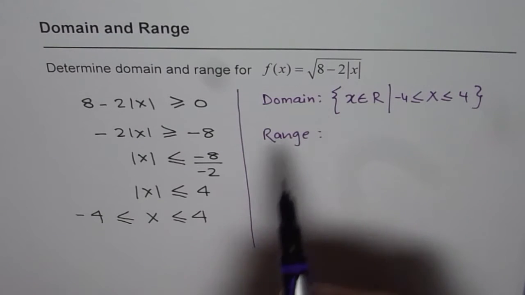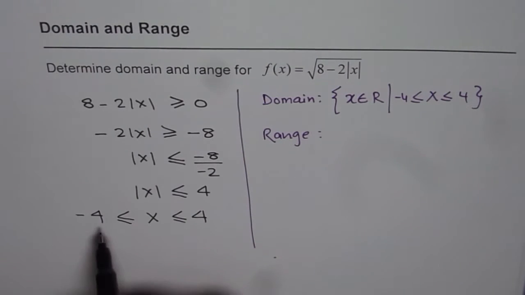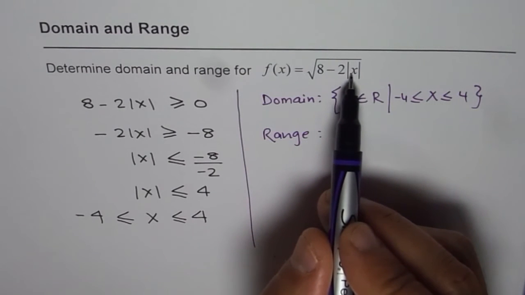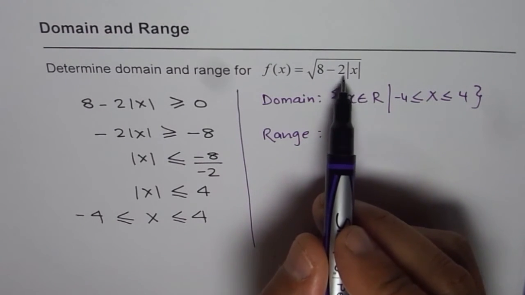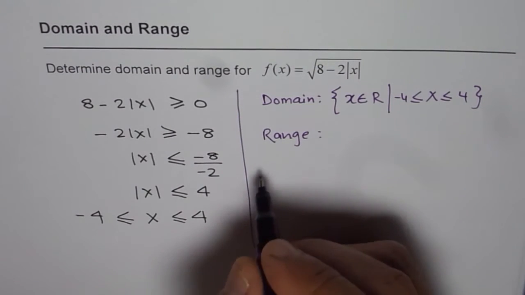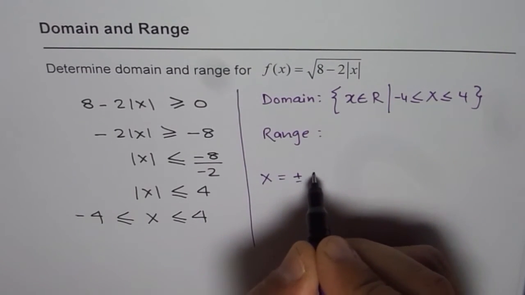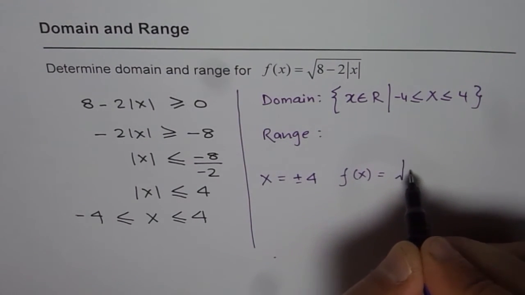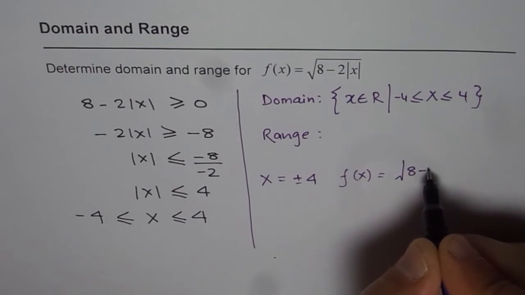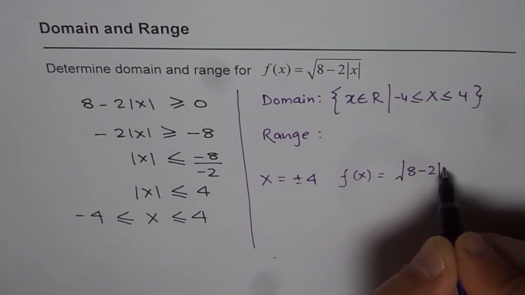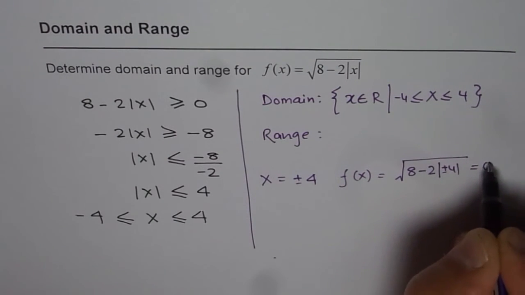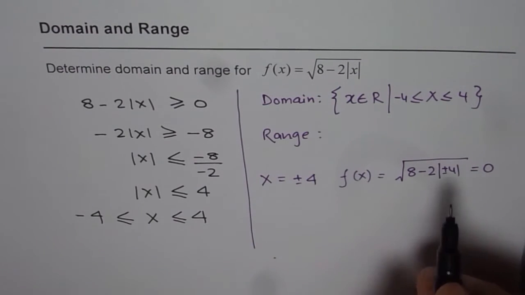To find the range, what we can do is substitute these values to find the extreme values. If I write minus 4 or 4, we get 8 minus 2 times 4, which is 0, right? So for the range, you can substitute x equals plus or minus 4 and then find the value of f of x. f of x is the square root of 8 minus 2 times plus or minus 4. Either one of them, it will be positive. So this value is equal to 0. So that is the minimum value for the range.